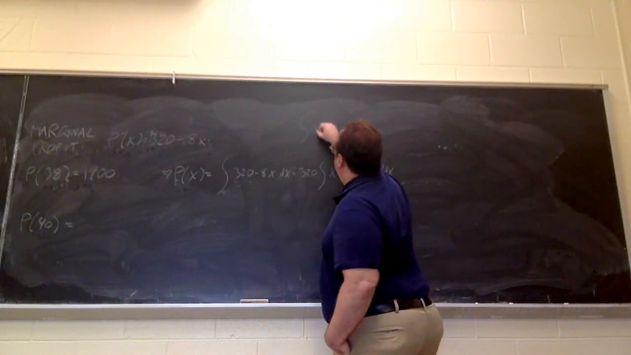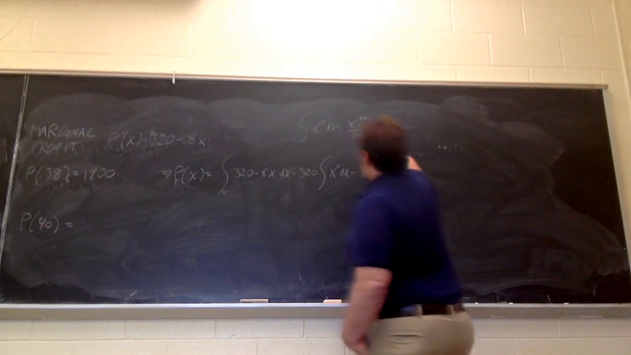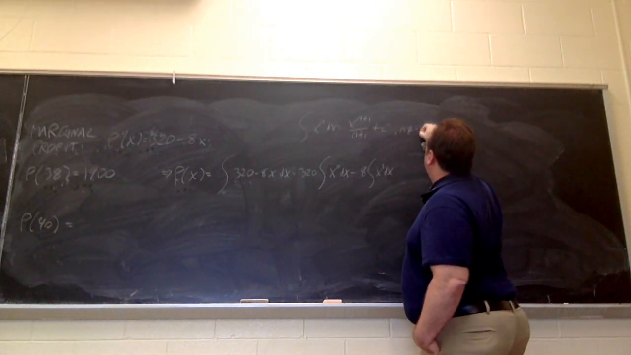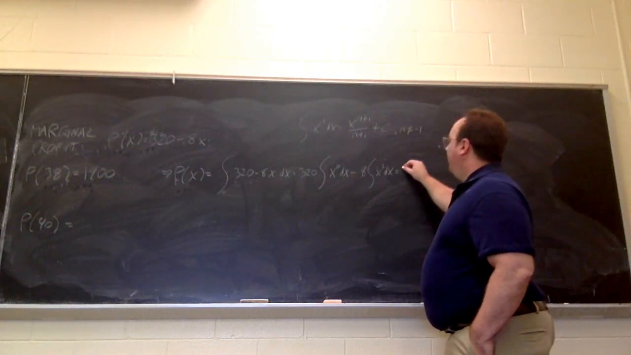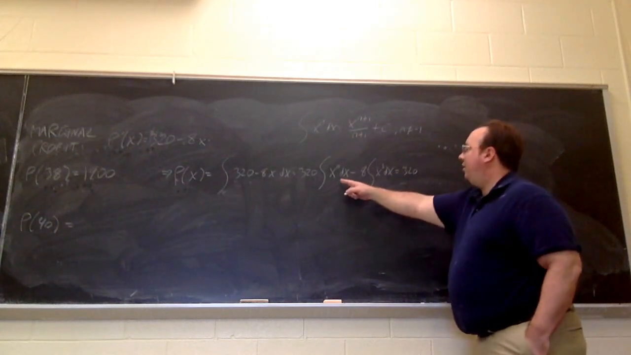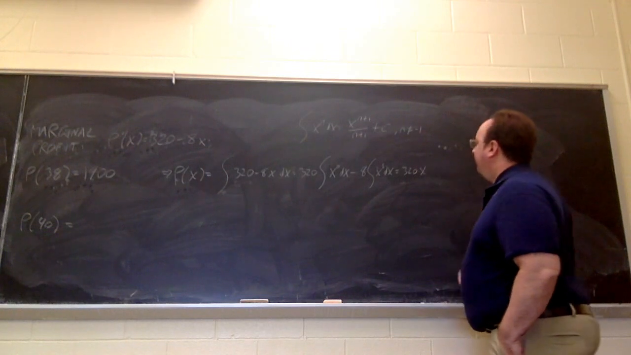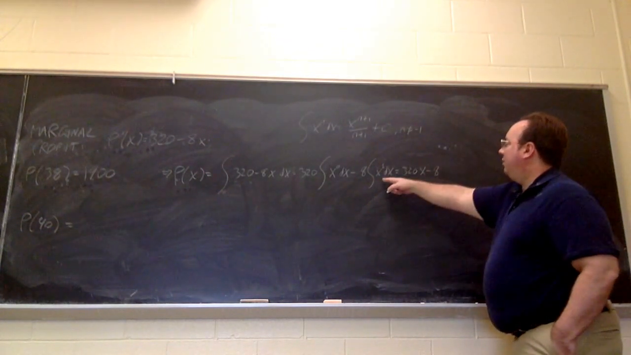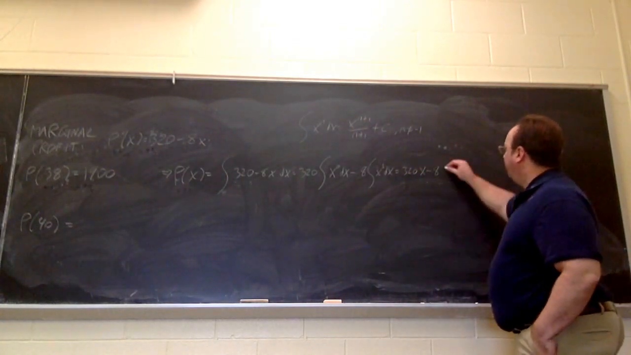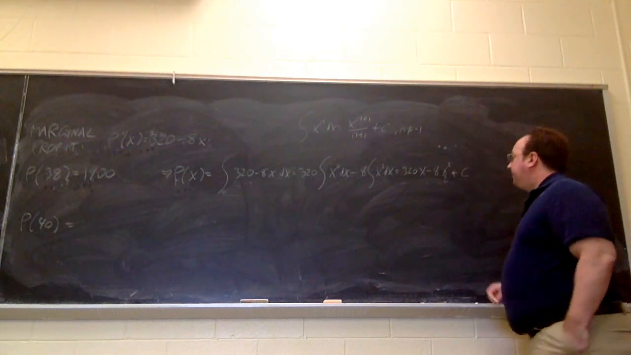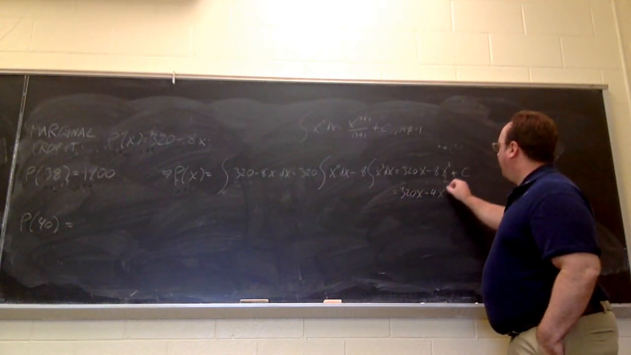Recall the power rule: the integral of x to the n dx equals x to the n plus 1 over n plus 1 plus c, as long as n is not equal to minus 1. Applying that rule to both of these, I get 320 times the integral of x to the 0, which is x to the first power divided by 1, so it's just x. And then I have minus 8 times the integral of x to the first power, which is x squared: you add 1 to the exponent and then divide by that exponent. So x squared over 2, plus c. Simplifying, we get 320x minus 4x squared plus c.